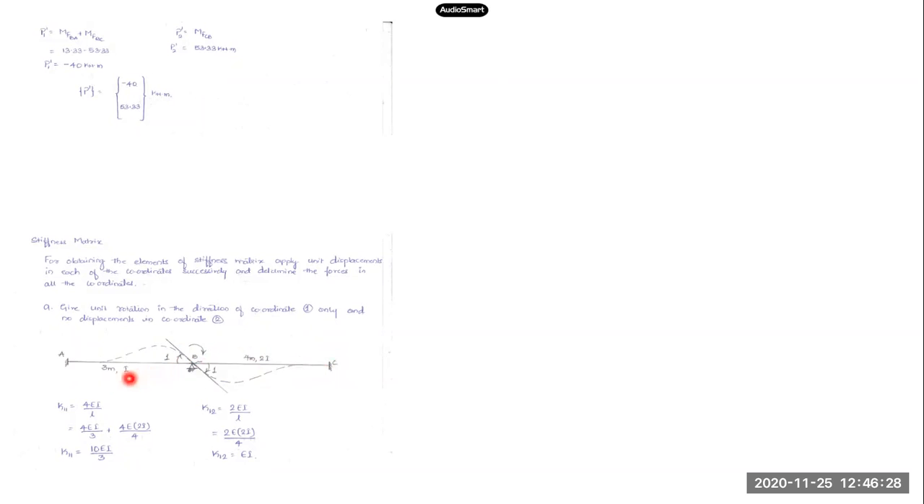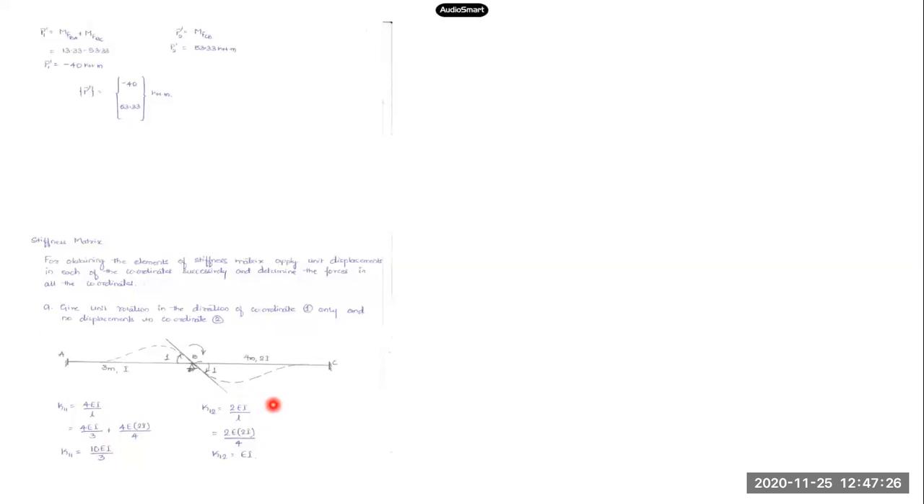After doing this, find the force in the first coordinate and the force in the second coordinate. K11 is the force in the first coordinate due to unit rotation given in the first coordinate, which is 4EI by L. For AB it is 4E into I by 3, plus for BC, 4E into 2I by 4, since the span is 4 meters. Substituting the respective properties of the spans and adding these two, K11 comes out to be 10EI by 3.